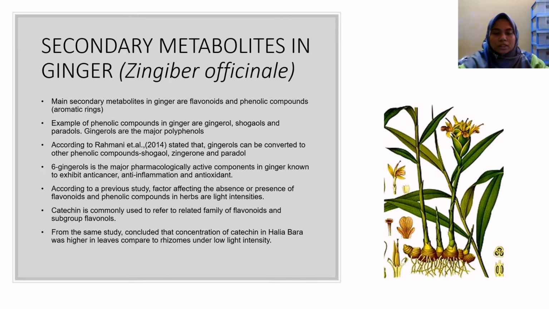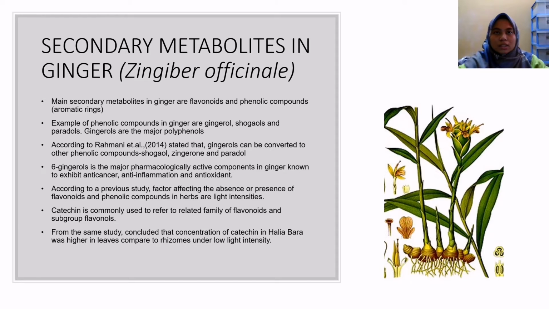Secondary metabolites in ginger. The main secondary metabolites in ginger are flavonoids and phenolic acids. Examples of phenolic compounds in ginger are gingerol, shogaol, and paradol. Based on a study by Rahmani et al. in 2014, gingerols can be converted to other phenolic compounds such as shogaol, zingerone, and paradol. Since gingerol is the major pharmacologically active compound in ginger, according to a previous study, factors affecting the presence or absence of total phenolic contents and flavonoids in herbs are light intensities.